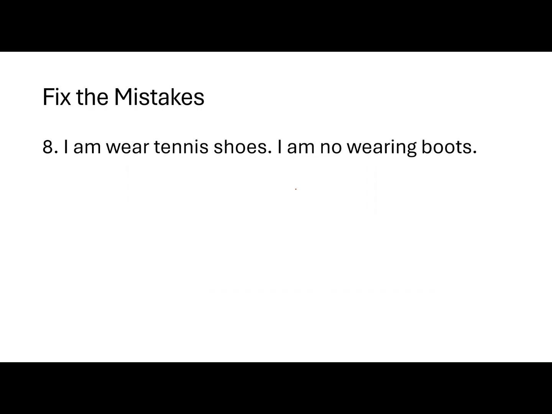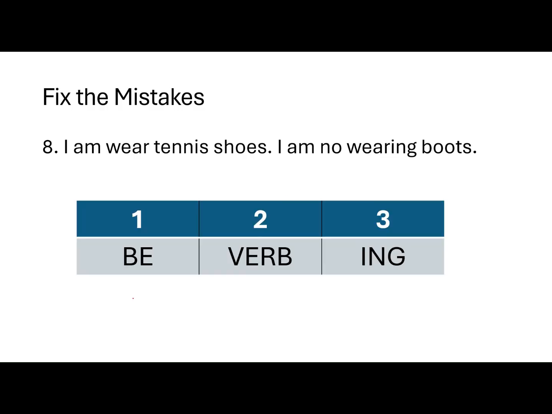Can you fix the present progressive mistakes in these sentences? I am wear tennis shoes. I am no wearing boots. For present progressive, we have to think 1, 2, 3. Be, verb, plus ing. In the first sentence, I have am, that's 1. I have wear, that's 2. I don't have that number 3, the ing. So it should be I am wearing tennis shoes.